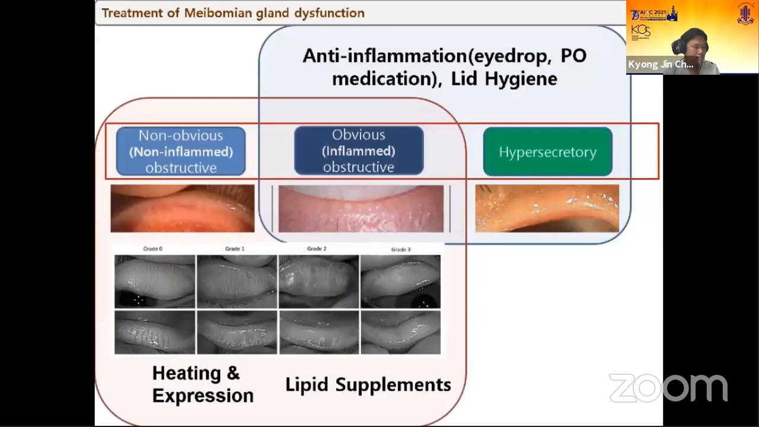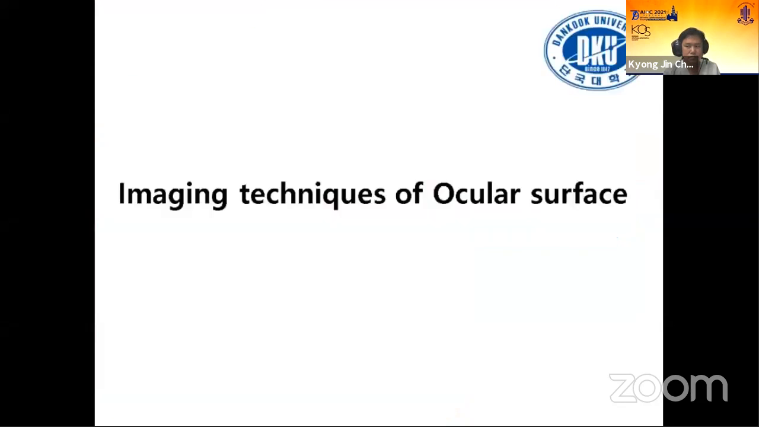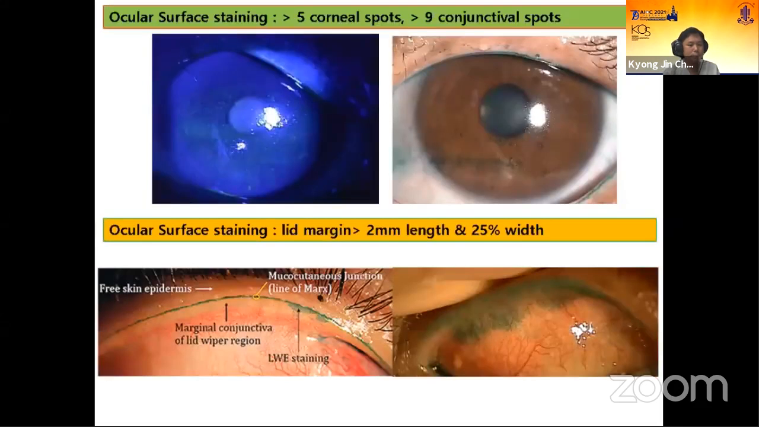The above test methods can be used to diagnose and classify MGD and determine the treatment method. Let's talk about imaging techniques of the ocular surface. The part that comes into contact with the cornea is called the lid wiper, and the stained area is called the lid wiper epitheliopathy.